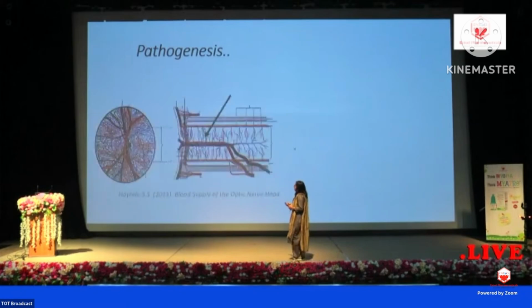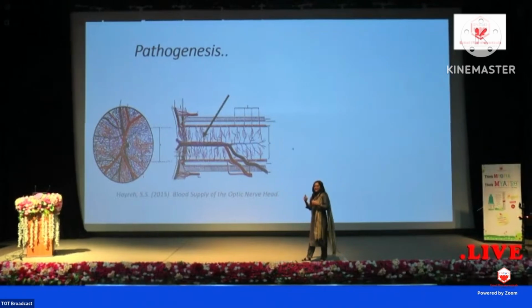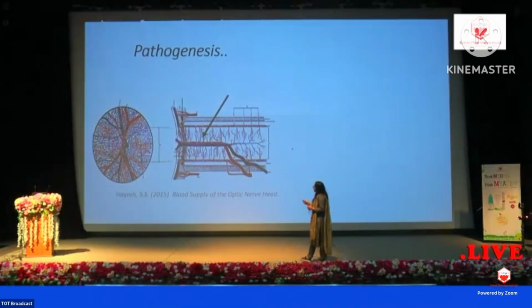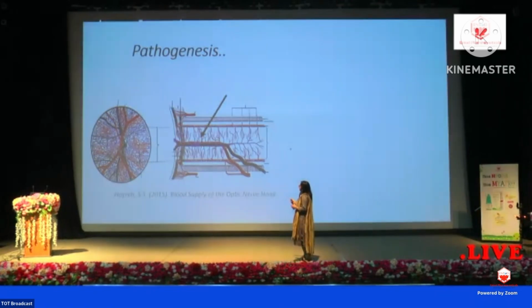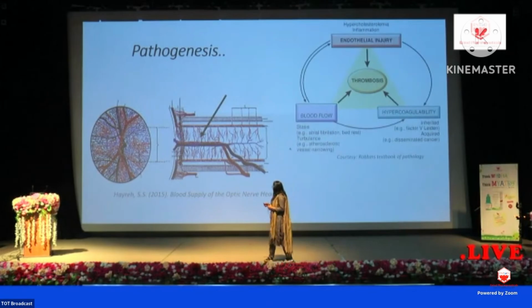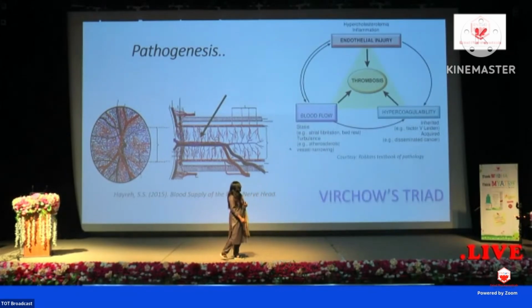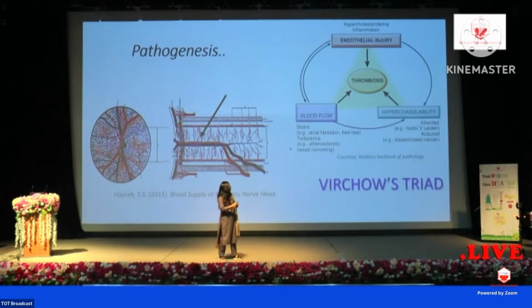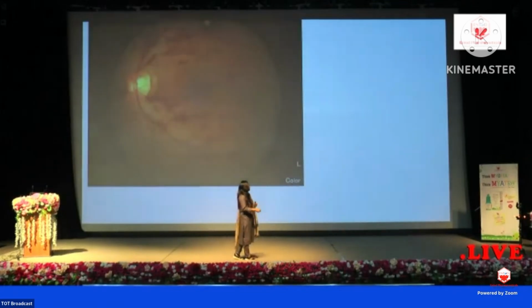Coming to pathogenesis, it lies in the anatomy, where the central retinal artery and the vein lie close to each other and they share a common tissue sheath. So in case of any sclerotic artery or inflammation, it leads to compression of the central retinal vein. This leads to endothelial injury, stasis of blood flow, and hypercoagulability, which constitutes the Virchow's triad. And this leads to thrombosis and subsequent development of CRVO.